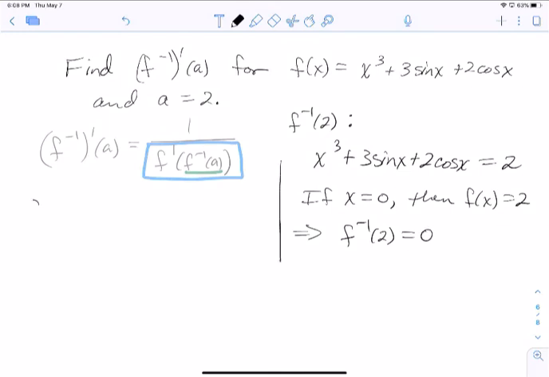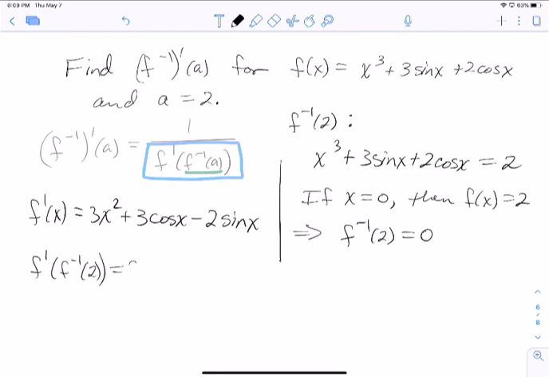Now we go for f prime. F prime is going to be 3x squared plus 3 times the cosine of x minus 2 times the sine of x. It follows that f prime of f inverse of 2 becomes f prime of 0, which is equal to 3. Because again, putting 0 in place of x, 0 is out the 3x squared and the 2 sine x terms, and the cosine of 0 is 1.